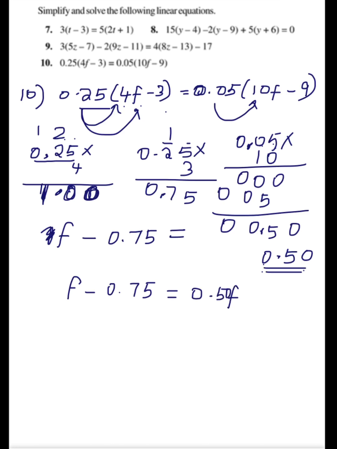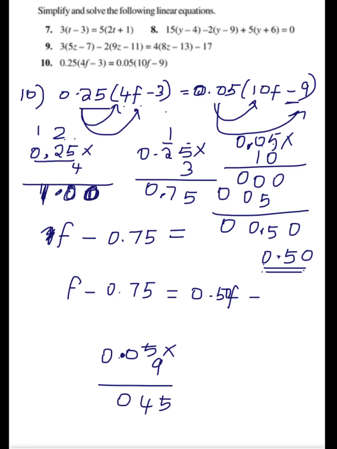0.50f. Now minus, that minus, then what is next? 0.05 into 9. So 45, 0.45. That means after the decimal point, two numbers. That means 0.45. Understand the multiplication of decimal numbers?